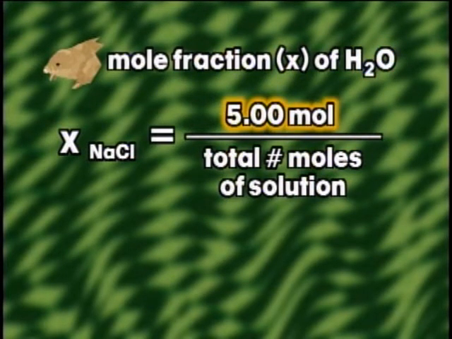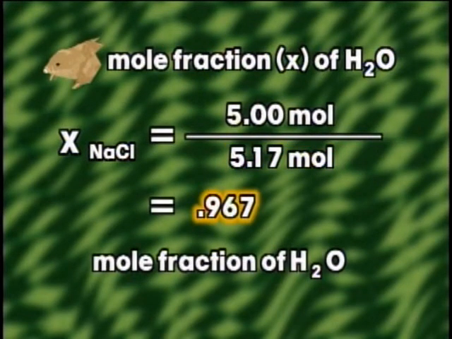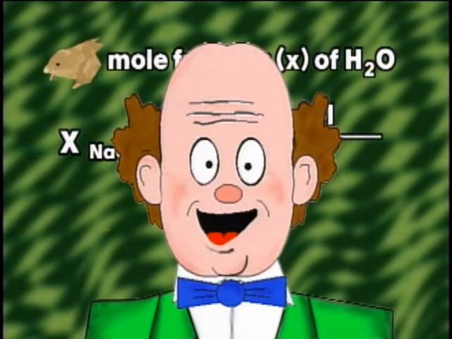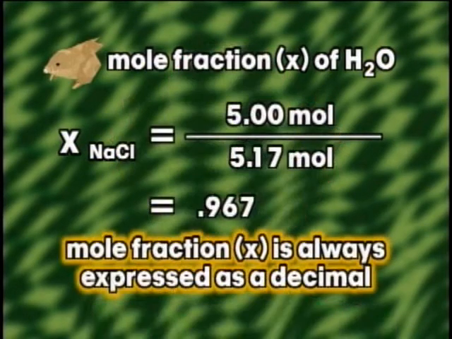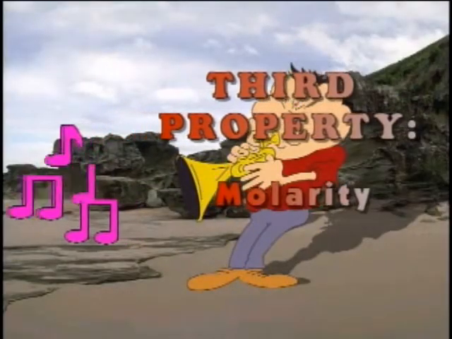5.00 moles divided by 5.17 moles equals 0.967. So the mole fraction X for water is 0.967. And here you'll notice a wacky thing about mole fraction X. It's always expressed as a decimal. Go figure.